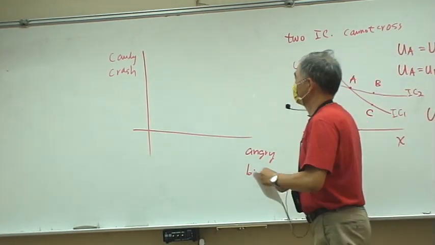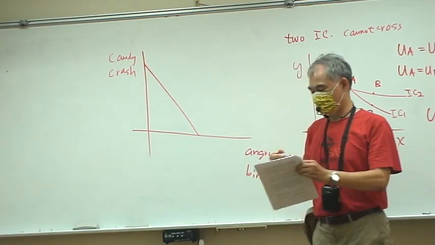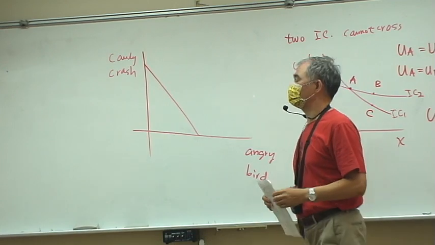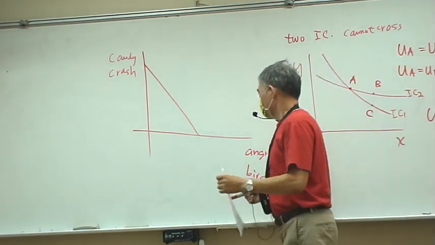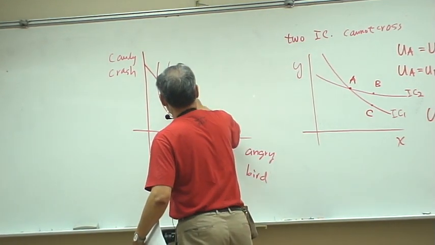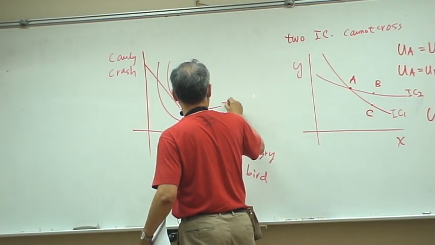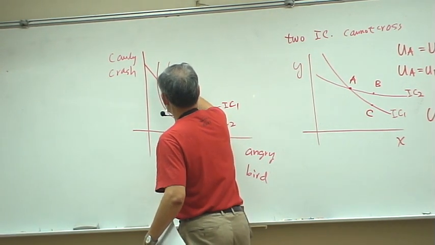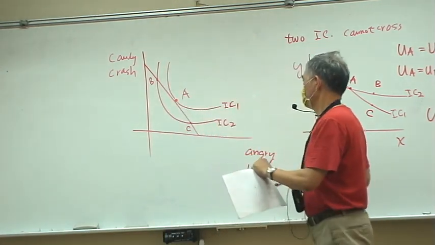Anyway, okay. Last time we drew a picture and I said I could not find a good example for that. Today I try to use Angry Bird and Candy Crush, and then we elaborate how to make the adjustment. Suppose we have this and we have this: indifference curve 2, indifference curve 1, and here we have point A, point B, point C.